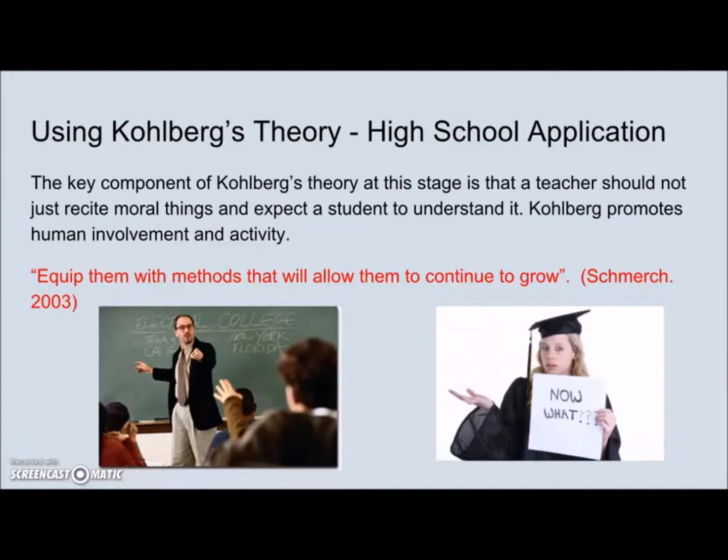The key component of Kohlberg's theory at this stage is that a teacher should not just recite moral things and expect a student to understand it. Kohlberg promotes human involvement and activity, and so helping students to learn to solve problems rather than just recall the information is so crucial for not only their higher level taxonomy skills, but to enter this post-conventional stage and to have that ability to solve problems in the future that we can't predict. That's really a key drive home message with this one.